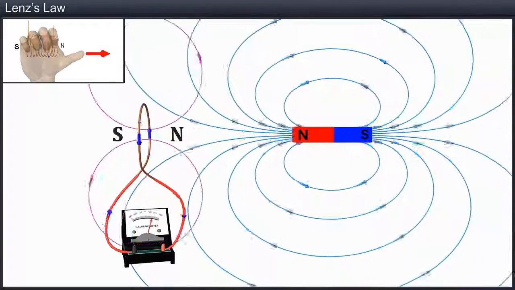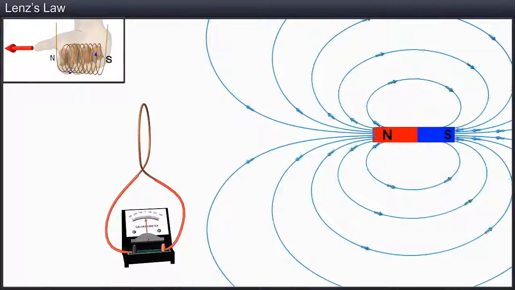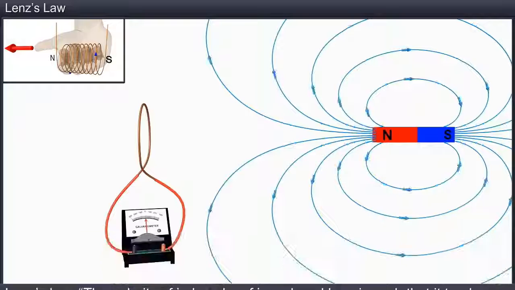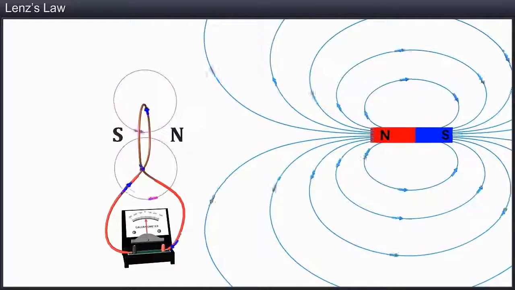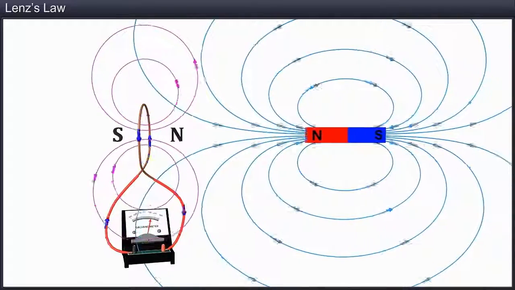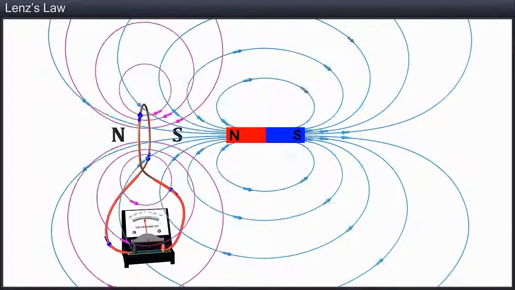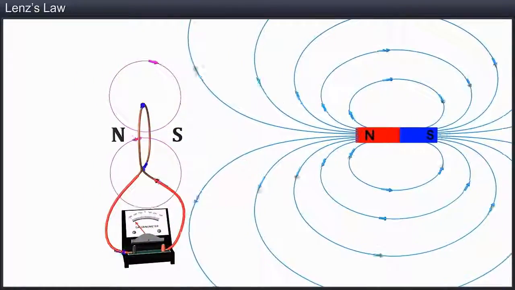Lenz's law helps us in identifying the polarity of the induced EMF in a coil. Lenz's law states that the polarity of induced EMF in a closed loop is such that it tends to produce a current which opposes the change in the magnetic flux that produces it. We can put this statement in simple terms. If a current is induced by an increasing flux, it will weaken the original flux. If a current is induced by a decreasing flux, it will strengthen the original flux.